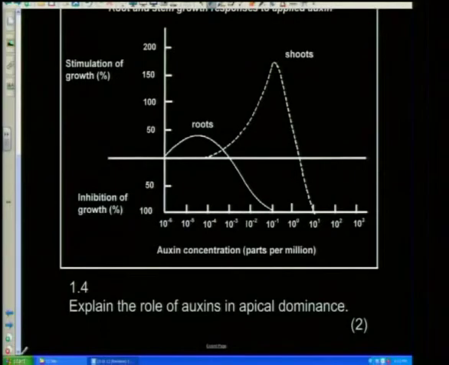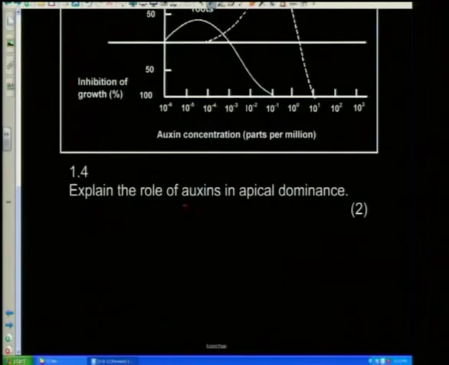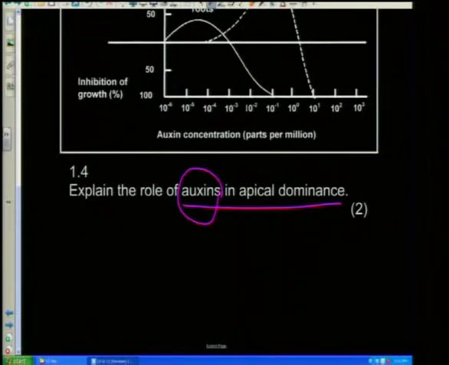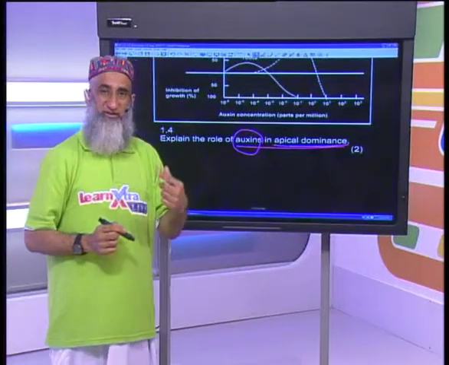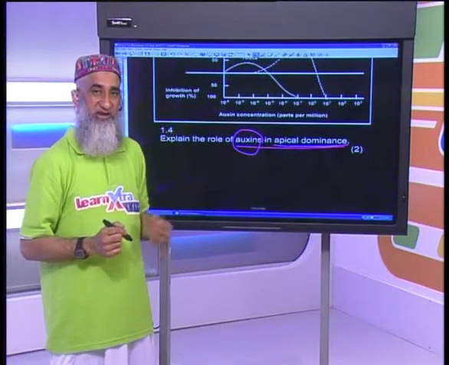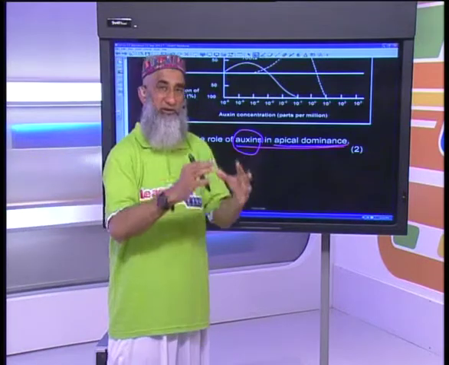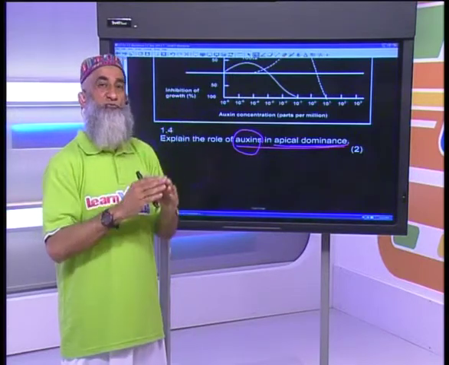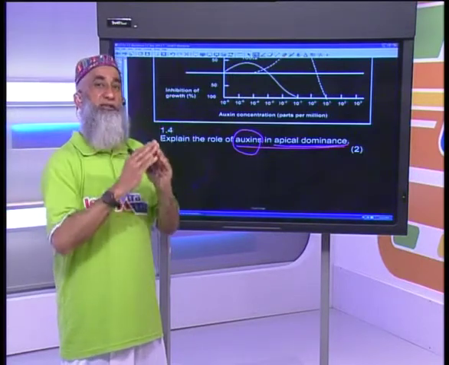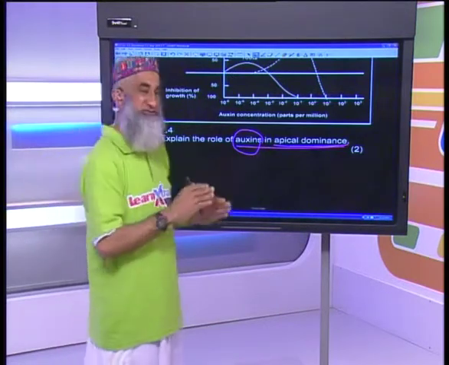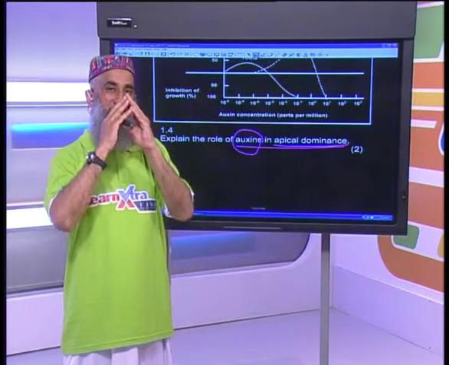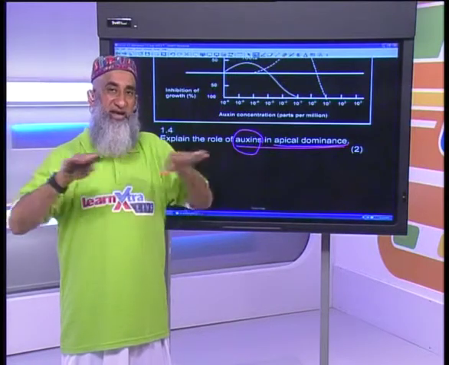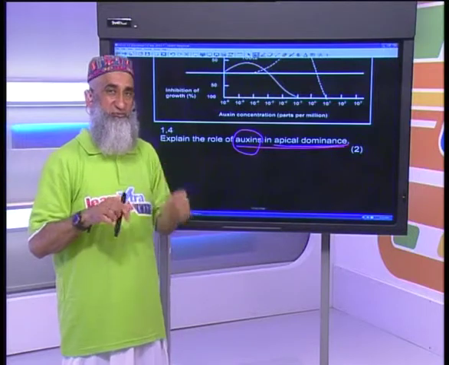Now they want to know, explain the role of auxins in apical dominance. There's two parts here. One is auxins, and the second one is apical dominance. We must understand firstly what apical dominance is. Apical dominance means to dominate. Apical at the growing point. That means at the tip of the stem. That is where growth is dominant. That is where the plant will grow most. Apical dominance means that as long as the growing tip is in place, it will inhibit side branches from growing. This is what apical dominance means.